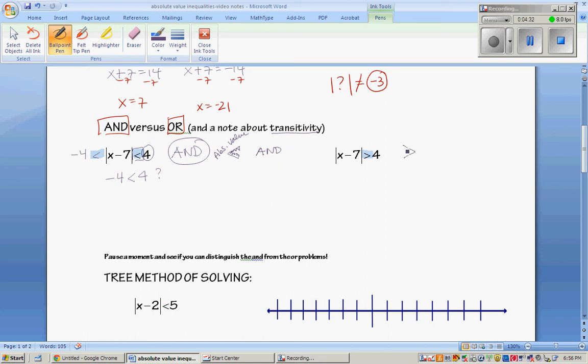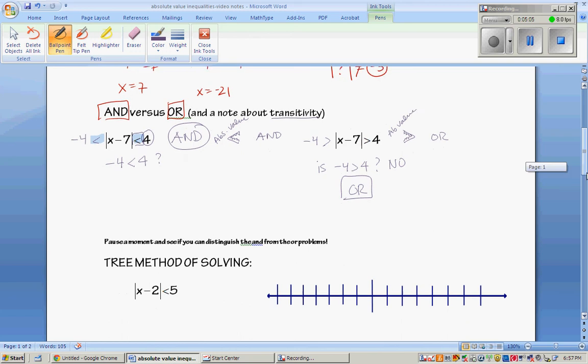Whenever your inequality is actually eating the absolute value, this is going to be an or statement. And again, using the transitive property, we're going to see that it's an or. If we continue in the same direction we put this, is negative 4 greater than 4? And the answer is no. It is not greater. So that means it's an or statement. It can't be an and statement if it's not true.